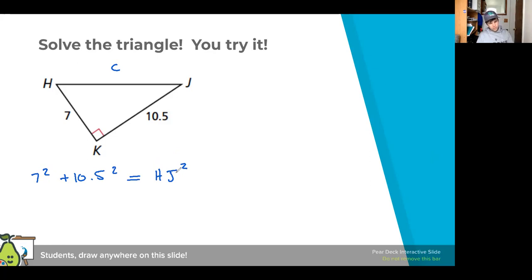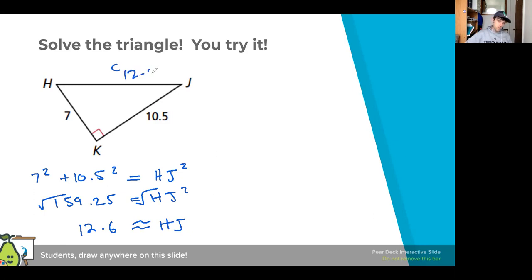So I'm just using my calculator to make this a little easier. 7 squared plus 10.5 squared. So I'm getting 159.25 equals HJ squared. And then I just needed to use the square root. Okay, and then, you know, this is not a very nice number, so finding an exact value here would be pretty messy. I'm just going to go ahead and go with a decimal. I'm going to call this about 12.6 for the approximate value of HJ. So this one here is 12.6.